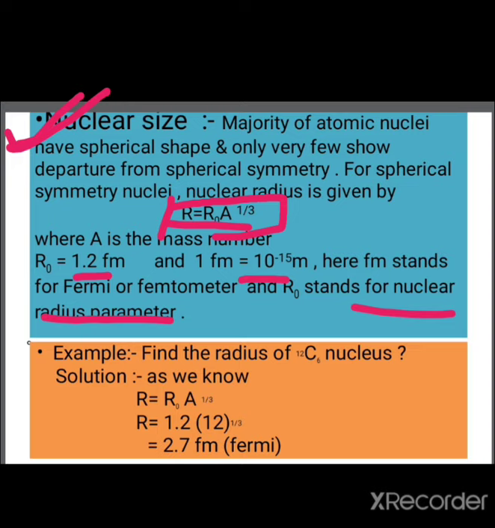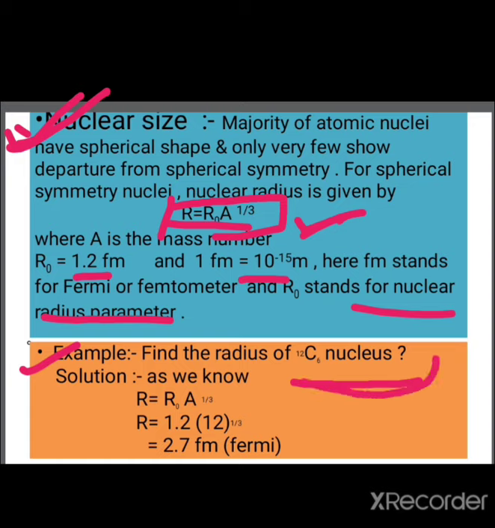Okay, so we'll discuss further some numericals based on this nuclear size, and we will use this formula to find out the radius of nuclei. So here's the first example: find the radius of carbon nucleus. We have to find it with the help of this formula, because we already know this formula. As we know, nuclear size is given by R = R₀A^(1/3).